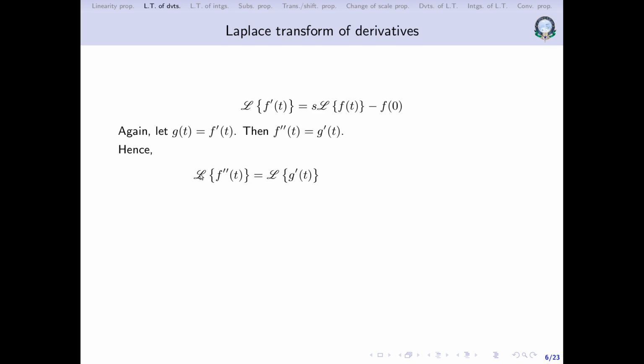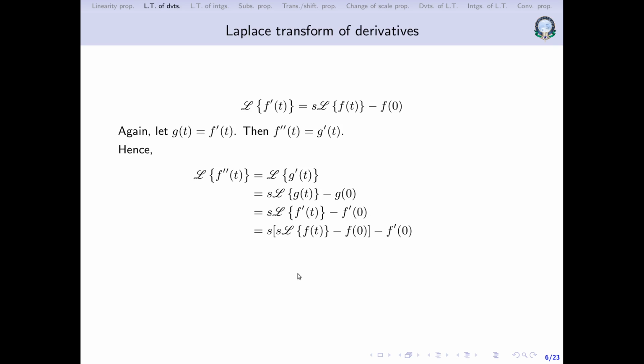So we have the Laplace transform of f double prime t equal to the Laplace transform of g prime t, and I use this same property here. So Laplace transform of g prime, just replace f with g here. G prime t is equal to s into Laplace transform of g of t minus g of 0. So this is what we have here. So we substitute this back. What is g of t? G of t is f prime t, and g of 0 we can write as f prime of 0.